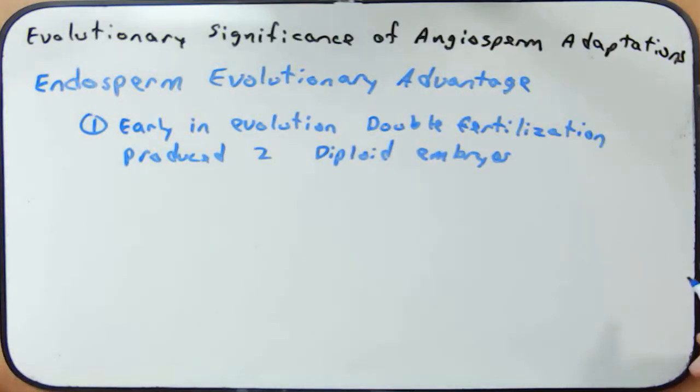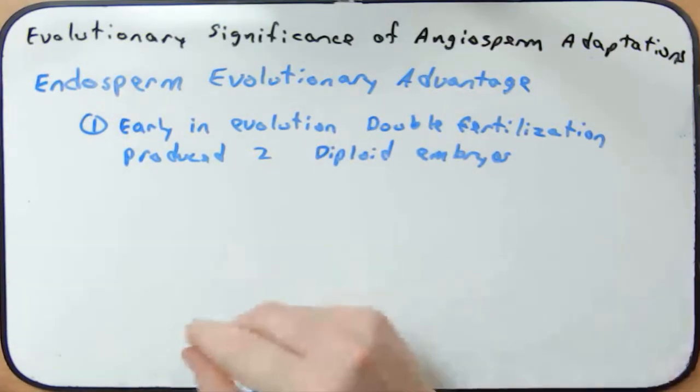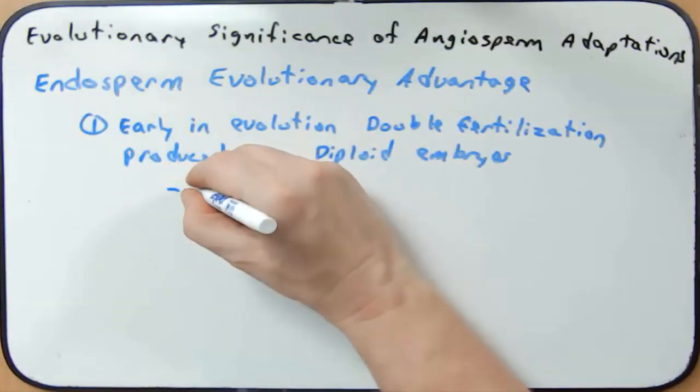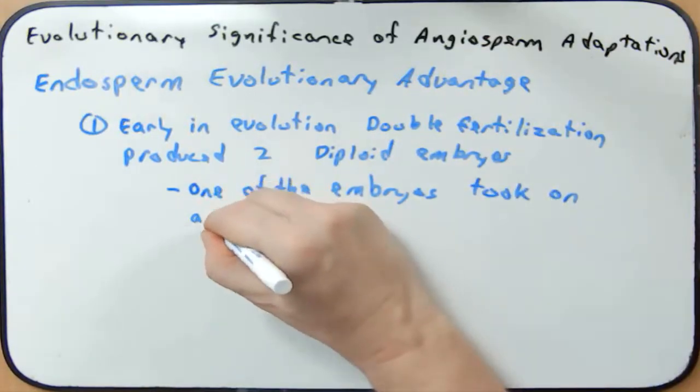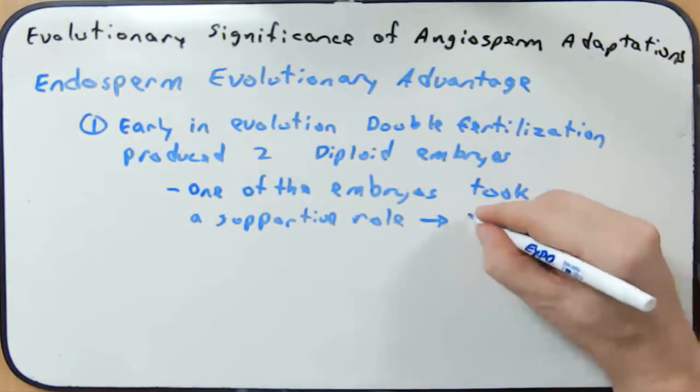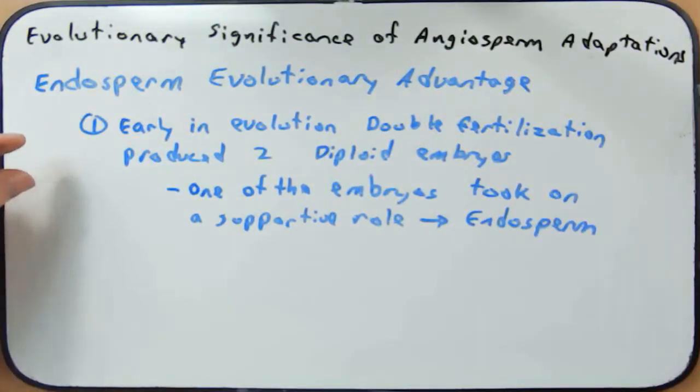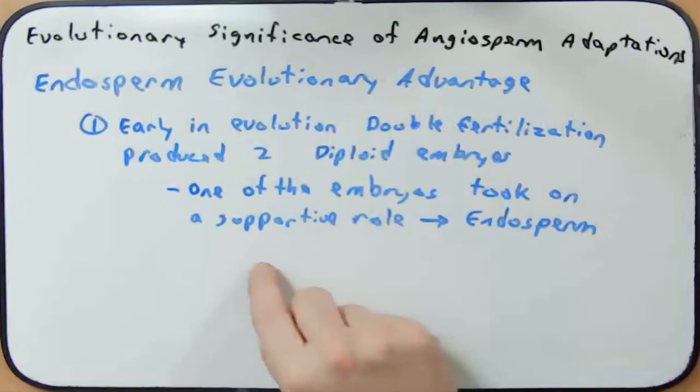It's possible that this allowed for one of these to be selected over the other. Maybe one of them would have had some greater fitness advantage, or maybe one of them was defective in some way, and it allowed to have sort of a backup embryo. But what happened over the course of evolution is that one of the embryos took on a supportive role and became the endosperm. So throughout this process, there would have had to have been some reason to go from a diploid to a triploid, and maybe that triploid just prevented it from developing into an actual embryo. It forced it into this role as a supportive structure, the endosperm.